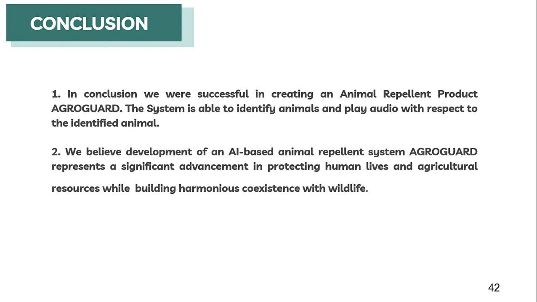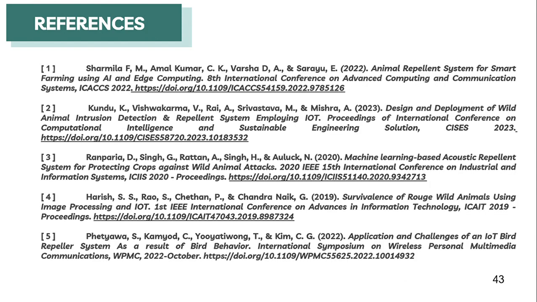Now we have reached the conclusion. In conclusion, we were successful in creating an AI based animal repellent product, Agroguard. The system is able to identify animals and play audio with respect to the animal. We believe that the development of an AI based animal repellent system, Agroguard, represents a significant advancement in protecting human lives and agricultural resources by building harmonious coexistence with wildlife.